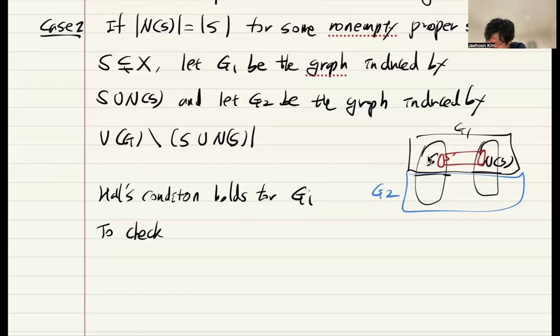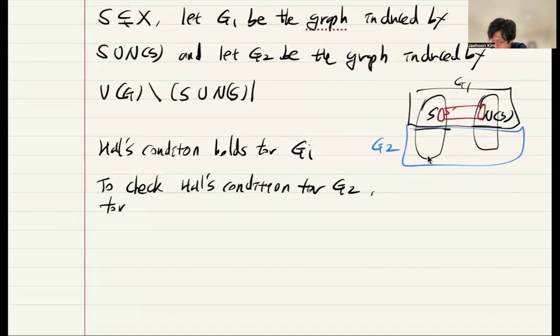And we want to check Hall's condition for G2. For each set, say T, in here, we want to check its neighborhood is as big as T. What do we have?